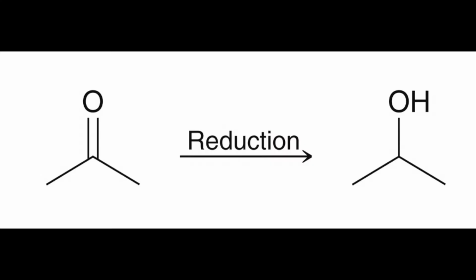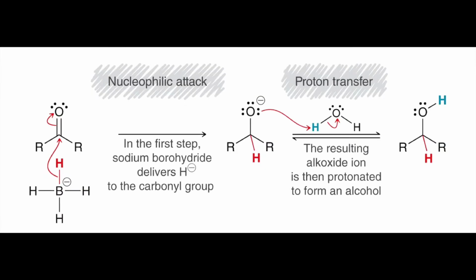This is a reduction reaction as the number of bonds that our carbon has to the oxygen reduces. The mechanism for this reaction is we have a hydride ion from the reducing agent sodium borohydride that acts as a nucleophile and attacks the carbonyl carbon, kicking those electrons up onto the oxygen. In a second step, we simply protonate our alkoxide ion to create our alcohol. Overall, a nucleophilic attack followed by a proton transfer.